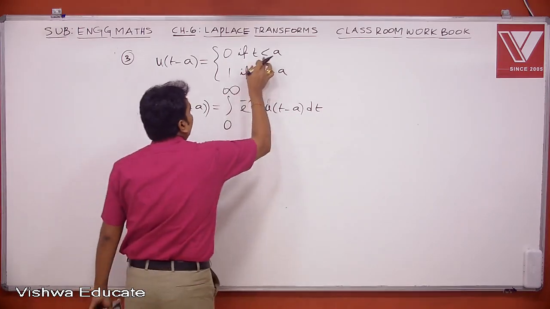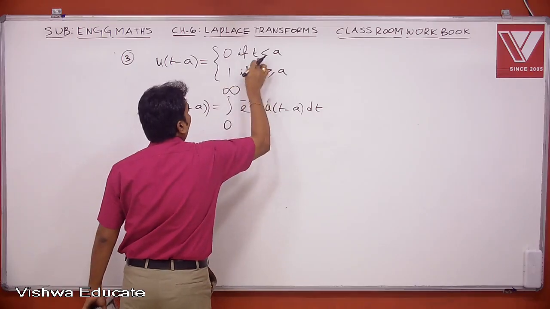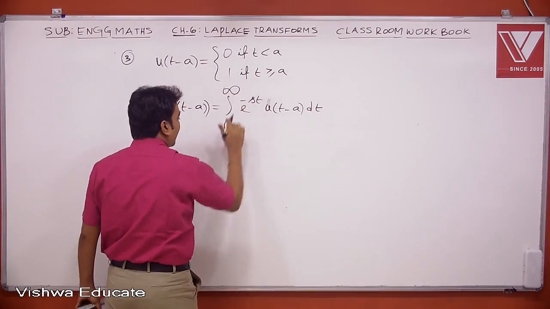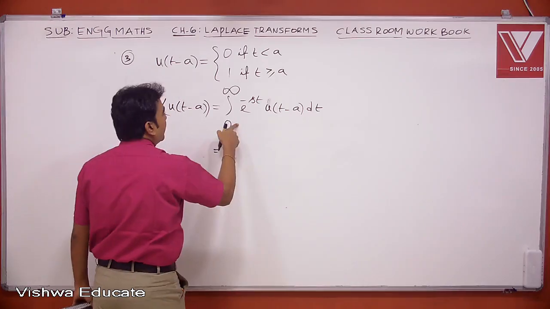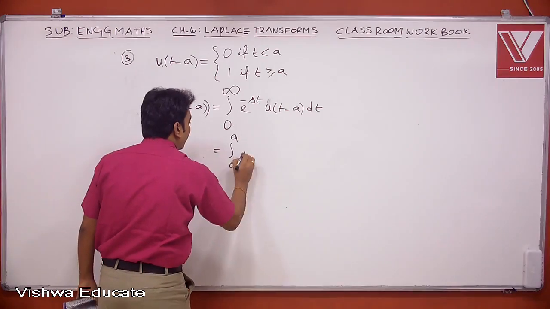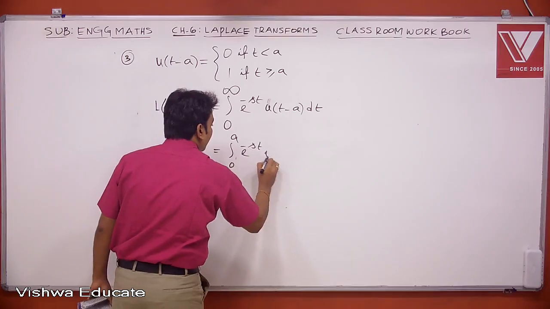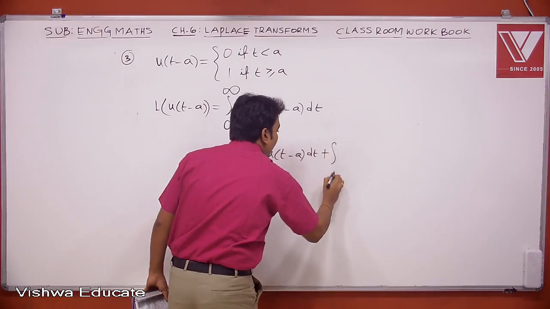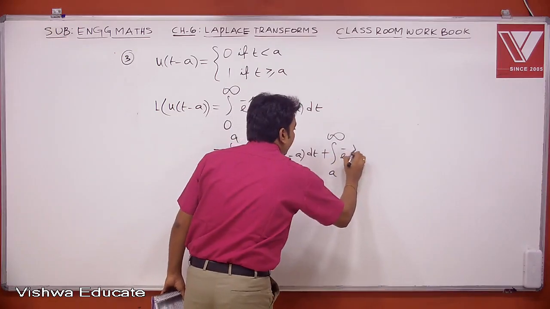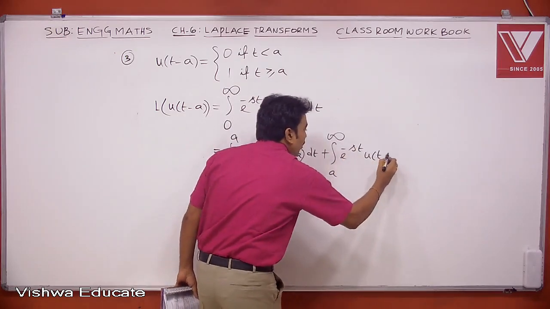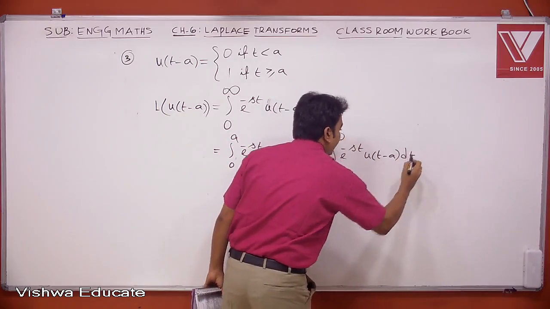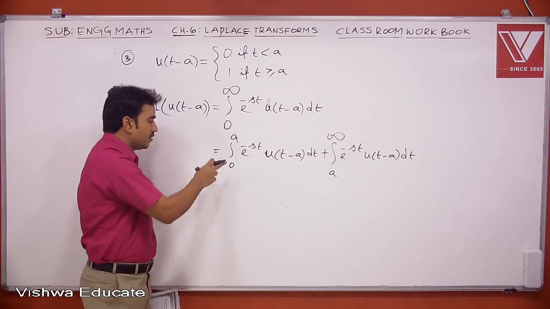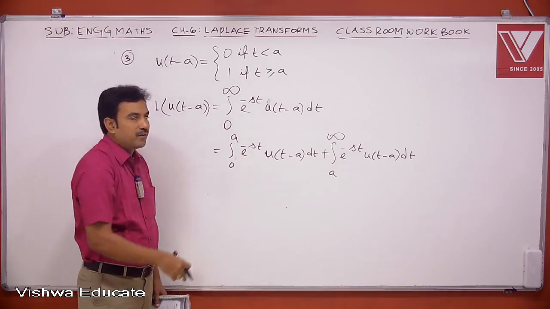But here the function has two different forms. Below a it is 0, from a onwards it is 1. So we can change the integration limits like this. This can be written as integral 0 to a e power minus st into u of t minus a dt plus integral a to infinity e power minus st into u of t minus a dt. So as per this definition, we have changed the limits of integration to 0 to a and a to infinity.